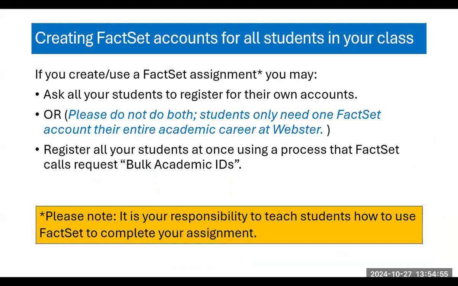If you use a FactSet assignment, you may ask all your students to register for their own accounts using the instructions and videos on the FactSet Database Research Guide, or register all your students at once using a process that FactSet calls Request Bulk Academic IDs. Please do not do both. Students should only need one FactSet account their entire academic career at Webster. If a student already has an account, they should receive an email from FactSet with their original account information.